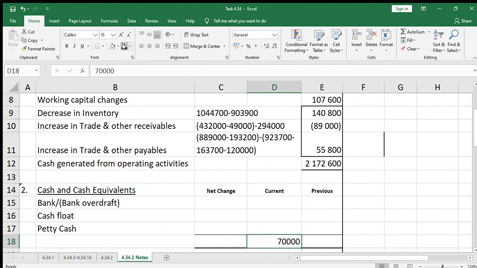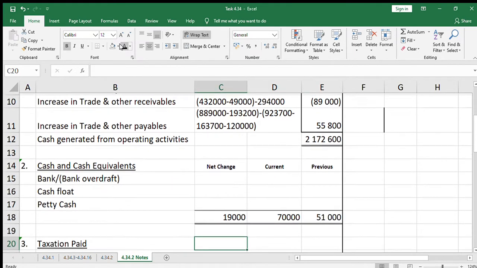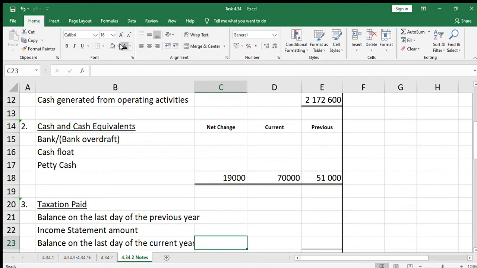In the current year, it's 70,000. In the previous year, it is 51,000. I'm just going to work out the difference, okay, which gives us 19,000. That's what our cash flow must balance to. Okay, then we're going to do tax paid.